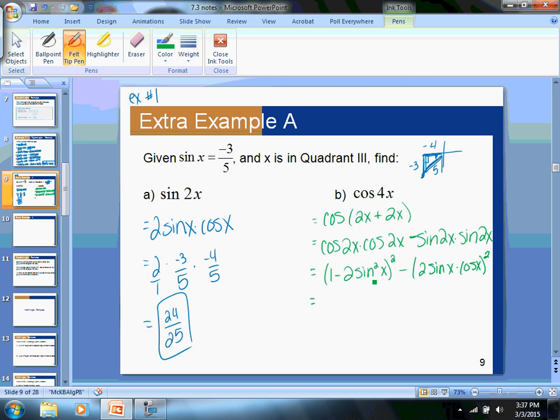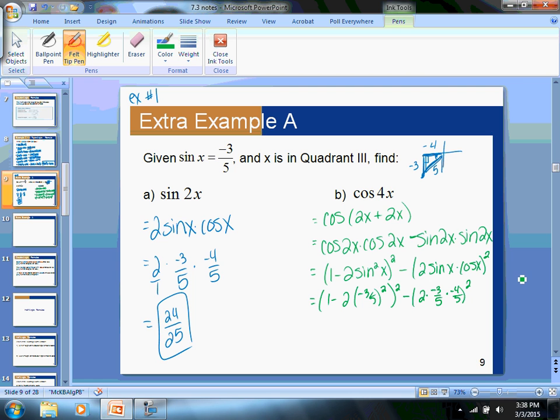Now, even though this is sine squared x, I can still find sine of x and then square it. So I'm going to have 1 minus 2 times, now sine of x was negative 3 over 5, and I have to square it because it was sine squared, and then that whole value will be squared. Okay, and then I'll have 2 times the sine of x, which was negative 3 over 5, and then the cosine of x, we had it over here, or we could find it in our triangle, was negative 4 over 5. And again, I'm going to square that whole product when I find it.